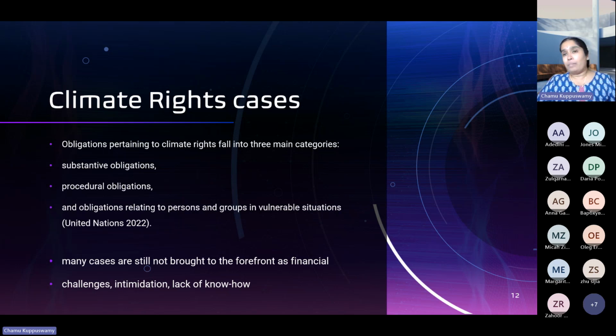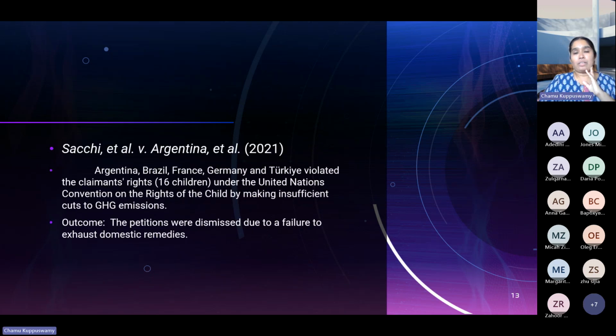So lack of know-how can exist at all levels of institutions which connect to the law, right from practicing lawyers to legal academia, as well as judges and government institutions, the executive. So it is still quite a new area, especially looking at it from the point of view of the global scenario. So let's just look at some of the cases. It's by no means the whole corpus of 2000 cases, but I'm going to give you a flavor of the different cases. Sacchi v. Argentina, a case that came up in 2021.